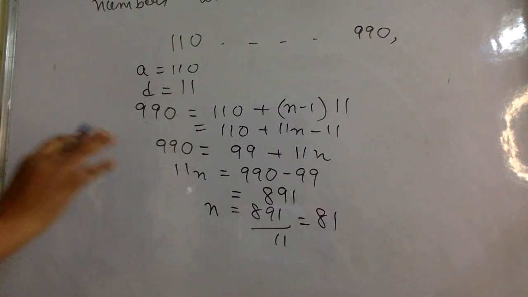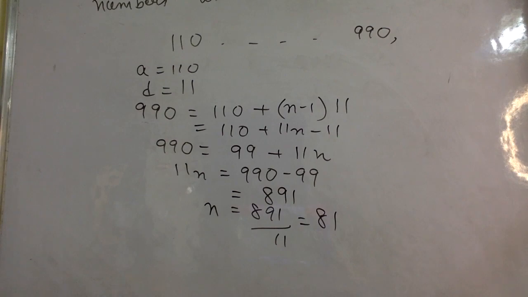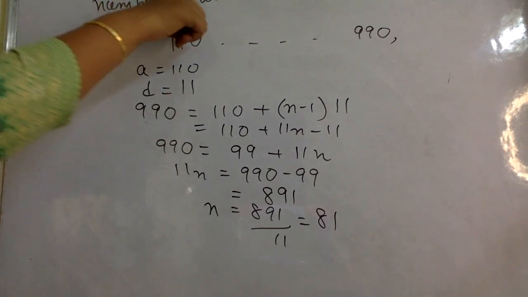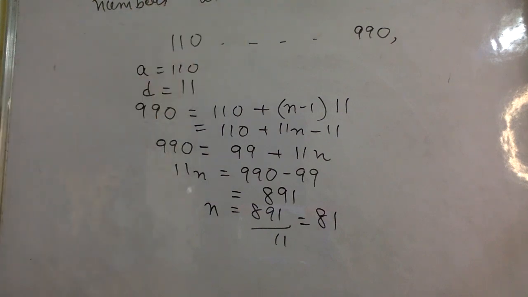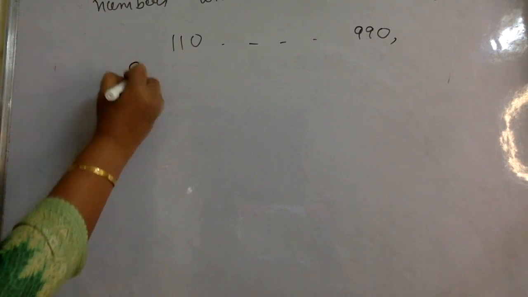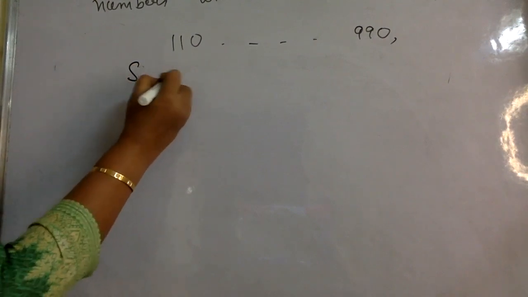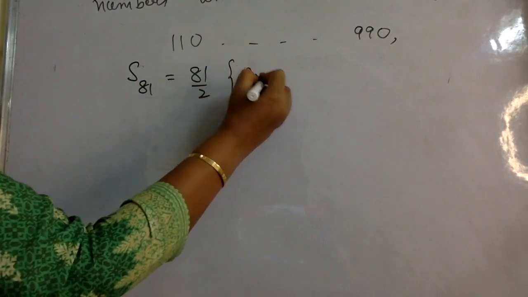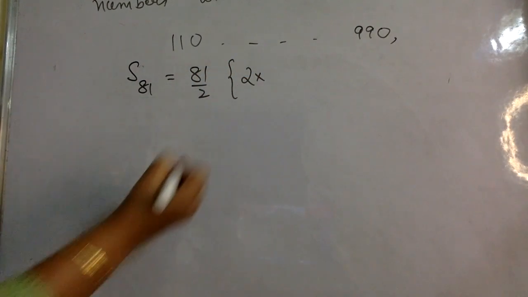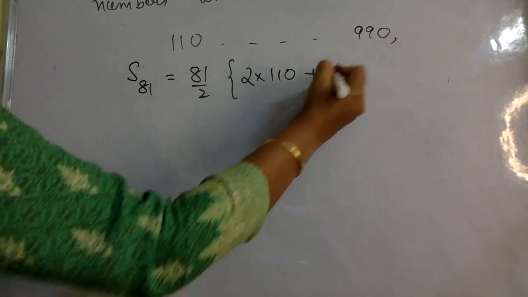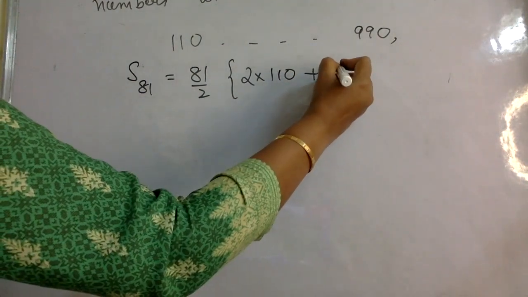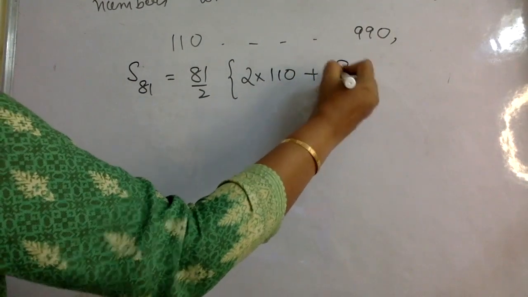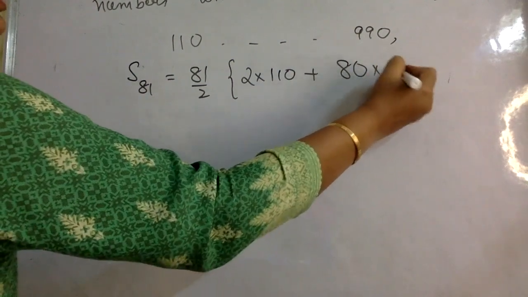Now we are going to find the sum of all these numbers, because they have asked for the sum of all 3-digit numbers. So we are going to find the sum. So we are going to use the sum formula. S81, because we are adding 81 terms, n by 2, 2a. So a is for us 110 plus n minus 1. N is 81 minus 1, 80 into 11.